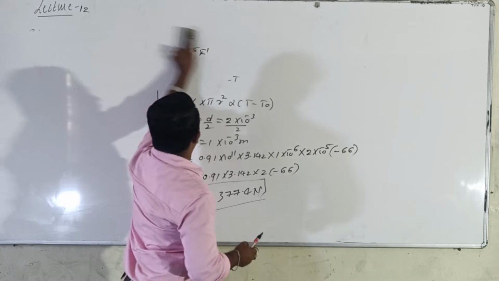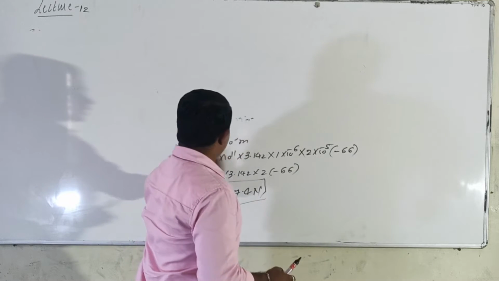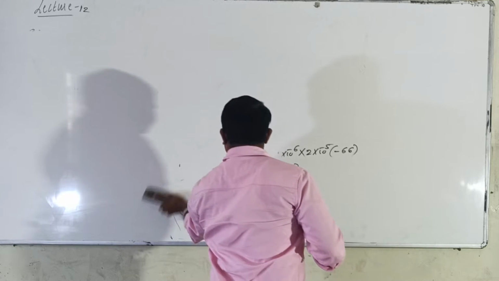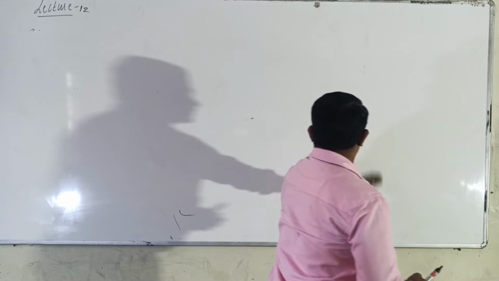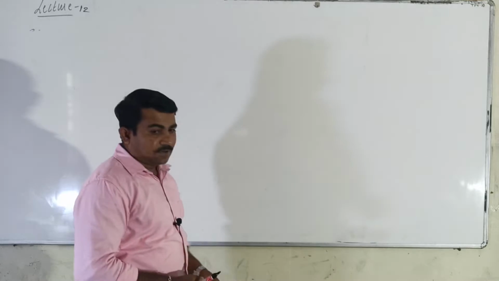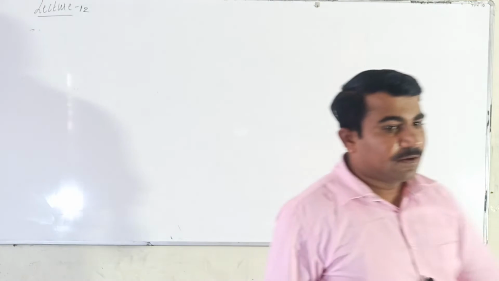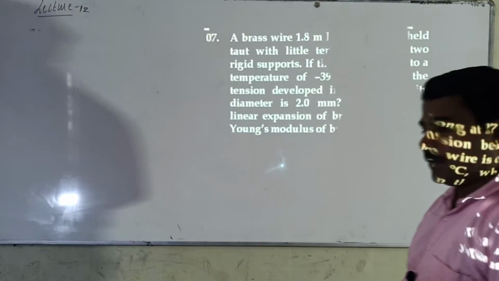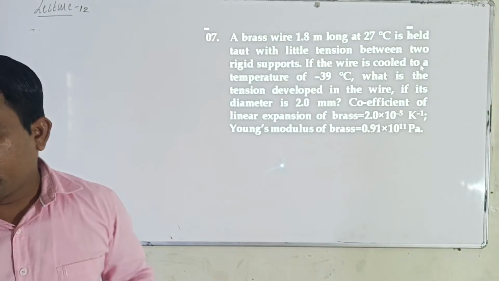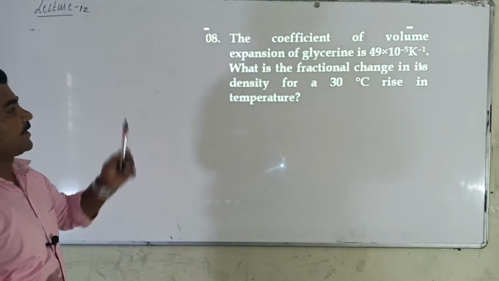Right. Shall I take one more numerical? Look at me, one more numerical. Numerical number next one. Very simple. Let us go here.